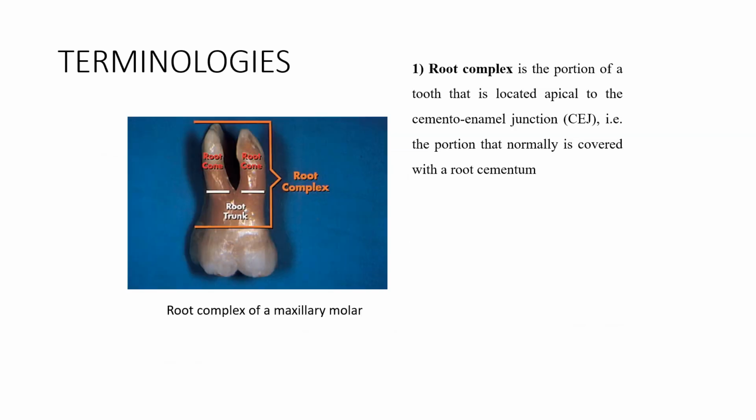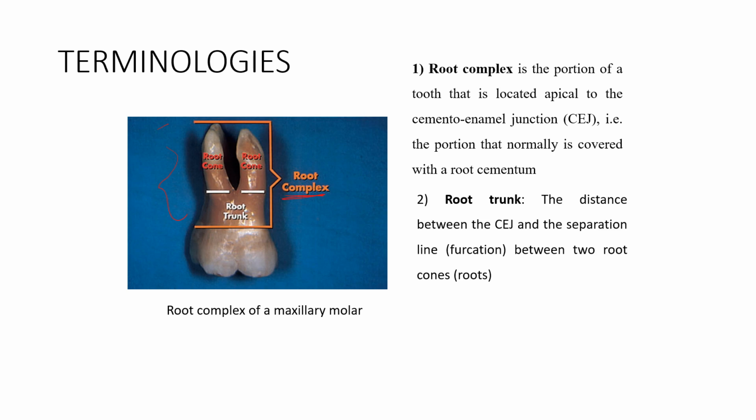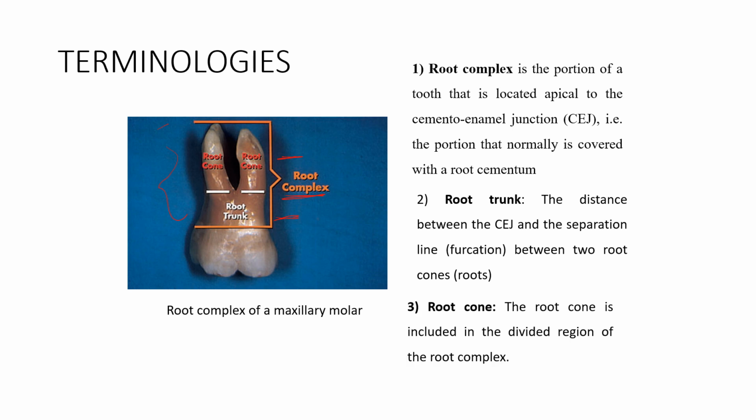Let's see some terminologies. First is root complex. Root complex is the portion of the tooth which is located apical to the CEJ. So this much is known as the root complex. Next is root trunk. Now this root complex is basically divided into two parts, root trunk and root cone. Root trunk is the distance between the CEJ and the separation line between the two root cones. And the root cone is included in the divided region of the root complex.